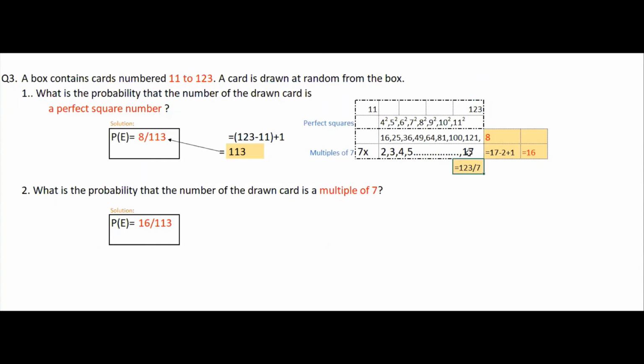123 by 7 is approximately 17. So up to 17 you can write the multiples of 7, that is from 2 to 17. So the number of multiples here is 17 minus 2 plus 1, that is 16. So the number of multiples is 16, and the total number of cards is 113. So the probability here is 16 by 113.